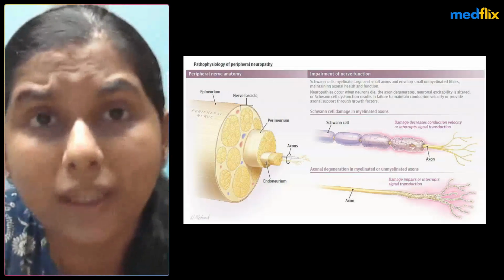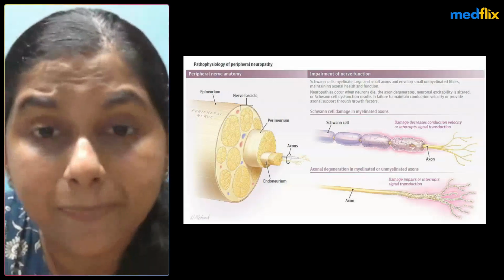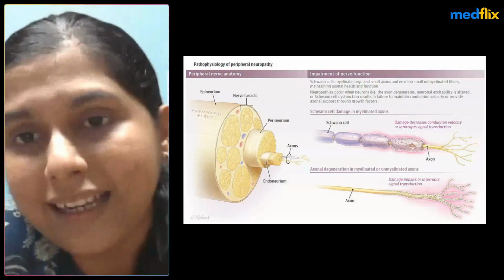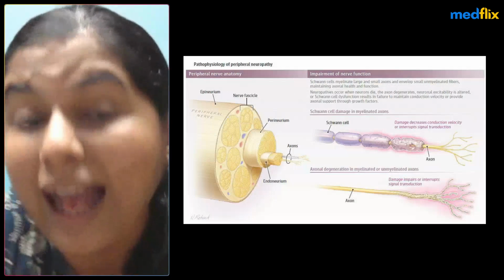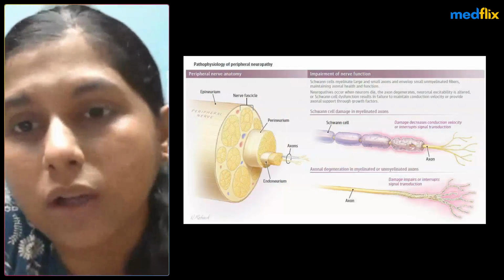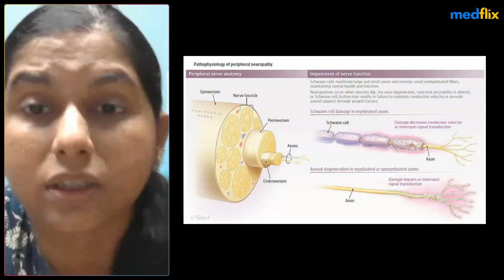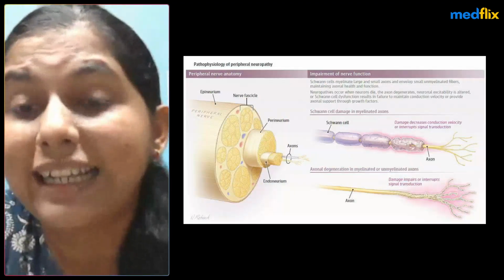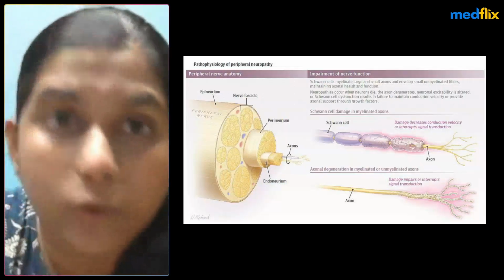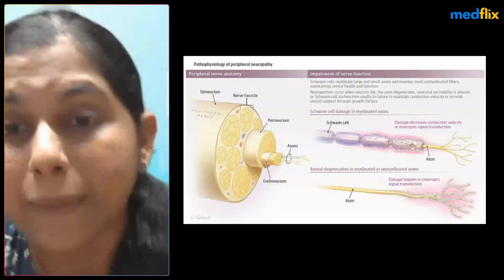Now, what we need to know in the peripheral nerve anatomy, which is common across the board, is that we have the epineurium, the perineurium, and the endoneurium. And the Schwann cells myelinate the large and small axons, and they envelop the small unmyelinated fibers. And neuropathies occur when the neurons die, when the axon degenerates, neuronal excitability is altered, or there is Schwann cell dysfunction leading to failure to maintain conduction velocity or provide axonal support through growth factors. So any of these mechanisms involved can cause damage to the peripheral nerve.